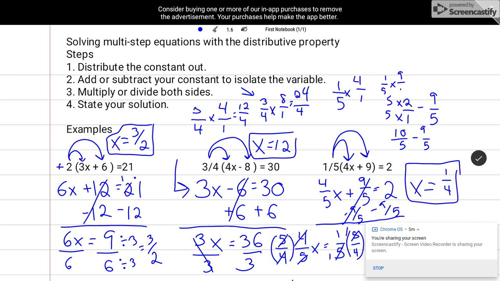Never be afraid of fractions. Fractions are your friend. They can make these problems easier, and they can really make solution checking a lot easier if you keep it in that improper fraction form, so I highly recommend that.